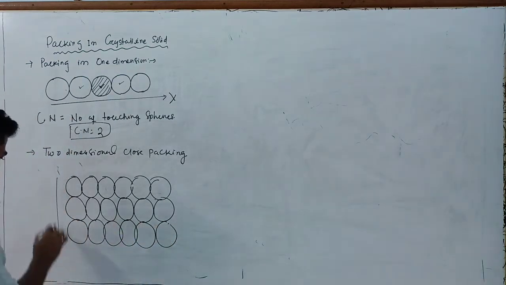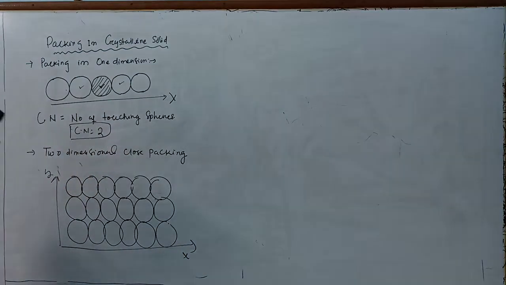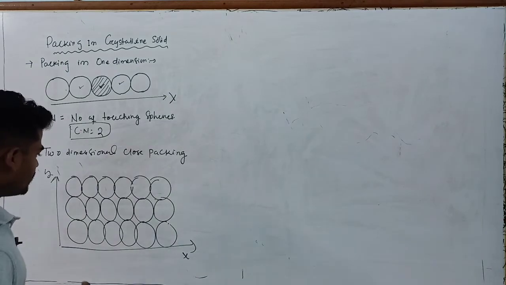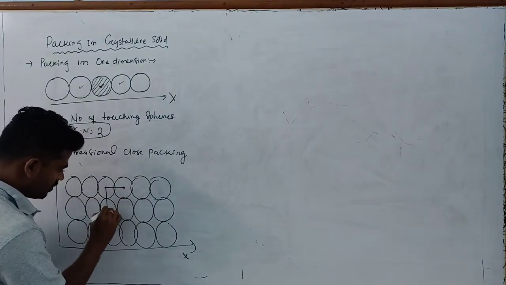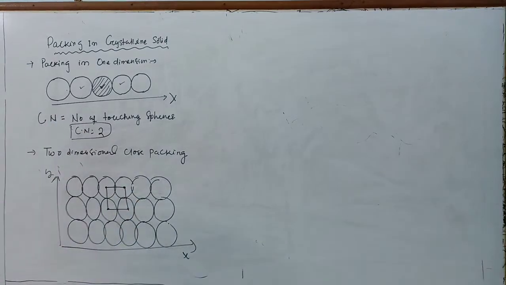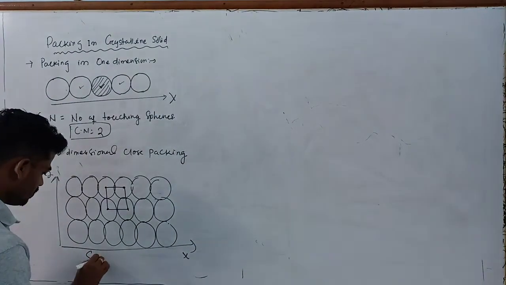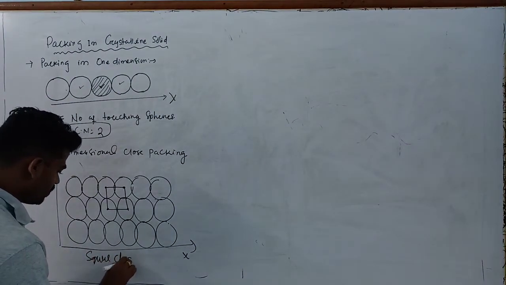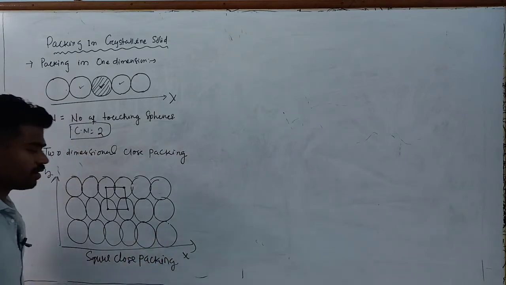Here you see, if this is the y axis and this one is the x axis, this is 2 dimensional closed packing. And if I join any 4 centers, you just see, that will be a square. So this is called a square closed packing.